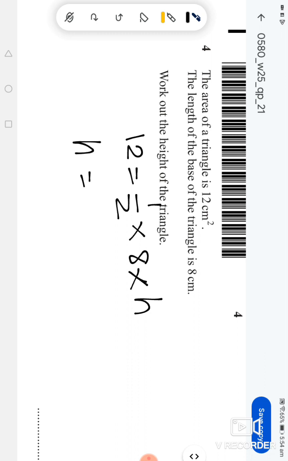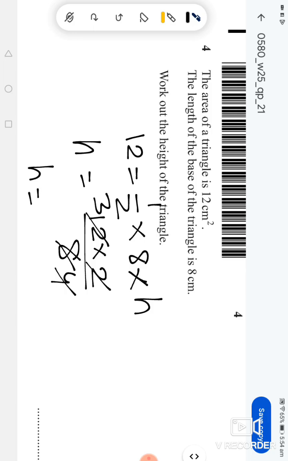Question 4. The area of the triangle is 12 centimeter square. The length of the base of the triangle is 8 centimeter. Work out the height of the triangle. You know the area of the triangle equals 1 by 2 base times height. So h equals 12 multiplied by 2 divided by 8. 4 times 3 is 12. So h equals 3 centimeter.